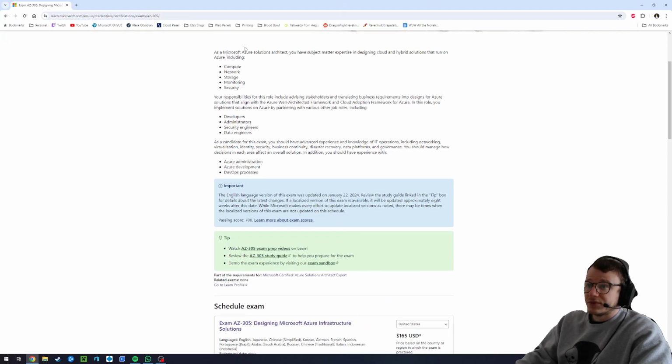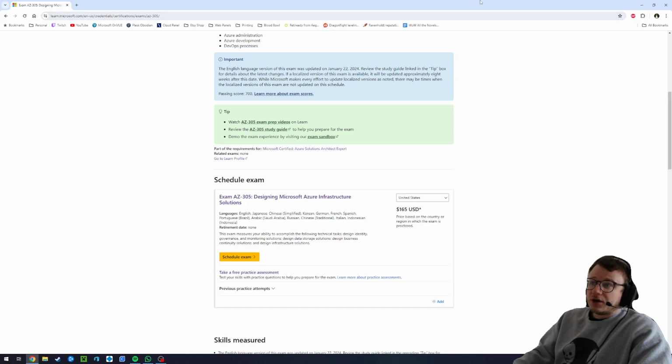So what you're tested on is basically Azure in its entire breadth, so compute, networking, storage, monitoring, security. There's a lot of databases on this exam. There's a lot of SQL. There's a lot of migrating SQL to 365. How would you do it? What tools would you use?